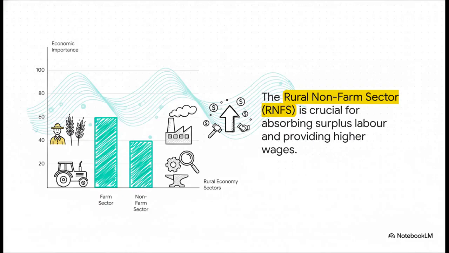This chart here shows a really critical trend. While farming is still the main source of livelihood for most, the rural non-farm sector is growing fast. We're talking about things like food processing, services, small industries. This is so important for creating better-paying jobs and giving work to people that agriculture can't support anymore.